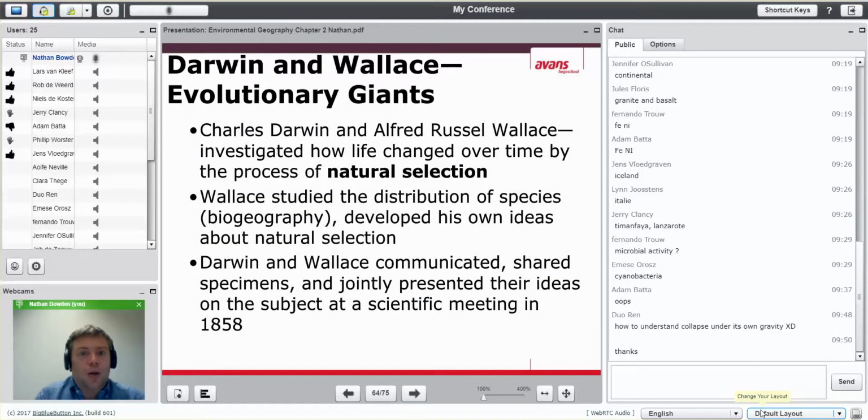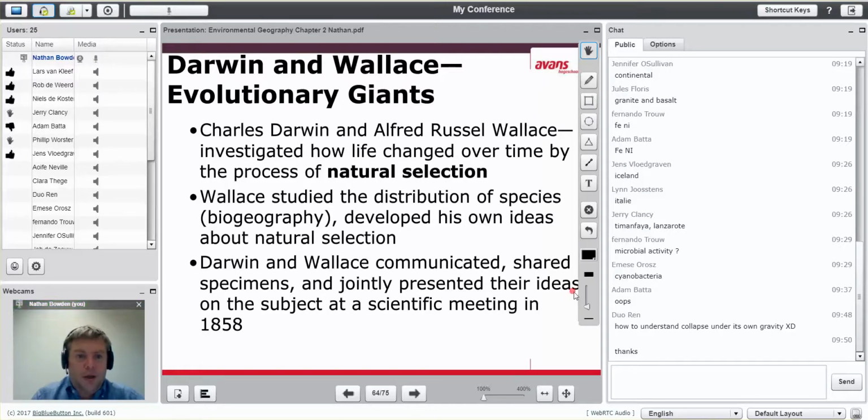Later came Darwin and Wallace. Charles Darwin and Alfred Russel Wallace came in parallel, around the same time, on the idea of what we now call natural selection. Wallace, I believe, published his work slightly earlier, but Darwin had not published yet, so we credit both people. Wallace was a biogeographer. He looked at the distribution of species and came up with this idea of natural selection. They communicated with each other and shared specimens, and they jointly presented their ideas in 1858.